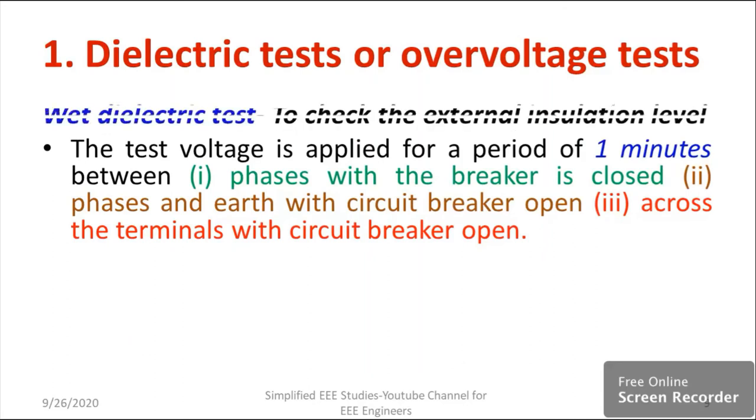Now, let us discuss the procedure for conducting the external insulation level test. I already explained the duration. Okay. So, over voltage has to be maintained for 30 seconds, and you have to maintain the insulation for 2 minutes. These are the durations. Now, let us discuss the procedure. The test voltage is applied for a period of 1 minute between phases with the circuit breaker closed. Note this point. Similarly, between phases and earth with the circuit breaker opened. Similarly, across the terminals with the circuit breaker opened. So, three scenarios or three conditions you have to follow.